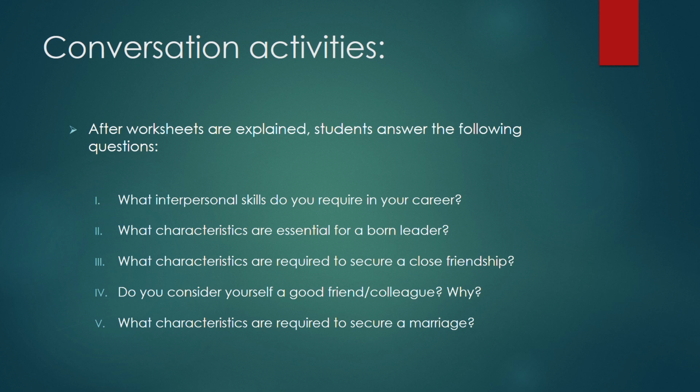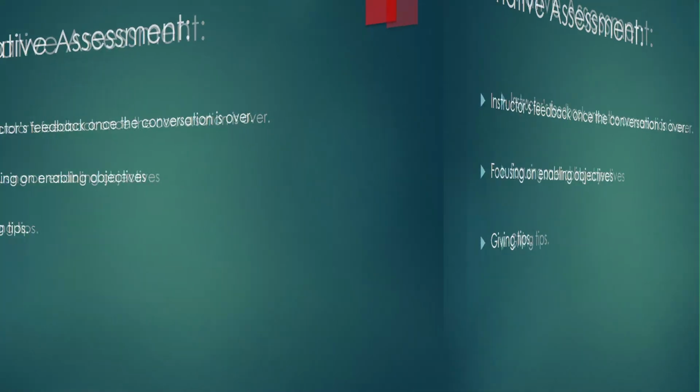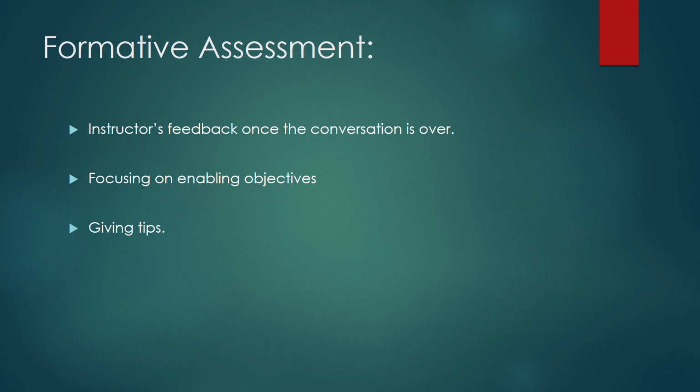What characteristics are required to secure a close friendship? So what is required for friendship? Probably loyalty, etc. Do you consider yourself a good friend or a good colleague? Yes. Why? No. Why not? Etc. What characteristics are required to secure a successful marriage? Again, you have to discuss it. You have to use as many useful adjectives as possible in order to answer this question.